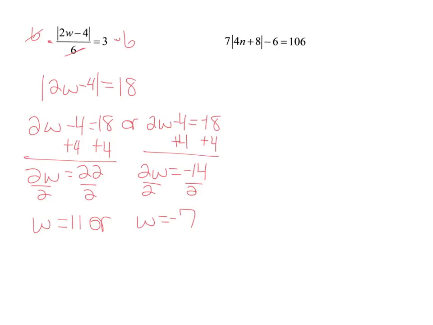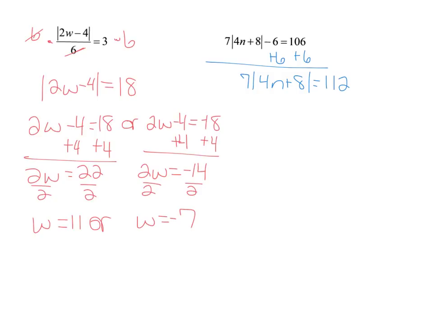All right, next one. 7 times the absolute value of 4n plus 8 minus 6 equals 106. Notice this is sort of like a two-step equation, right? I've got 7 times something minus 6 equals the 106. So the first thing I'm going to do is add 6 to both sides. I'm going to get 7 times the absolute value of 4n plus 8 equals 106 plus 6 is 112, right?